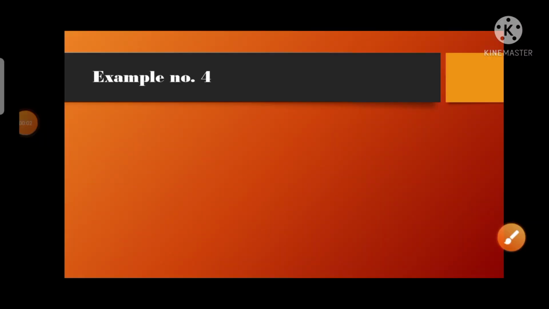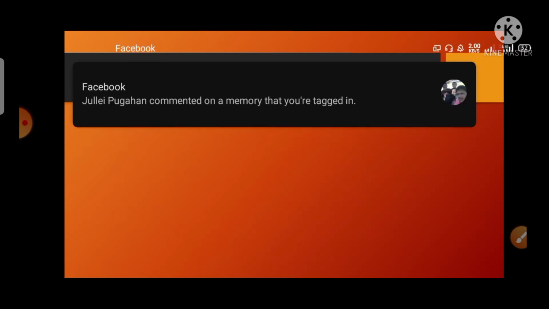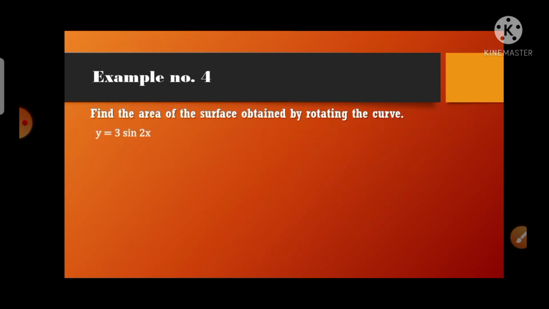Example number 4. This example is surface area of a revolution using trigonometric function. Find the area of the surface obtained by rotating the curve y equals 3 sine 2x, on the interval of x from 0 to pi over 2, and rotating about the x-axis.